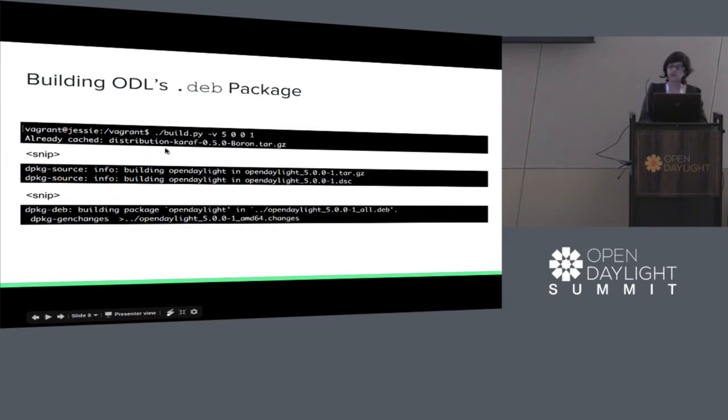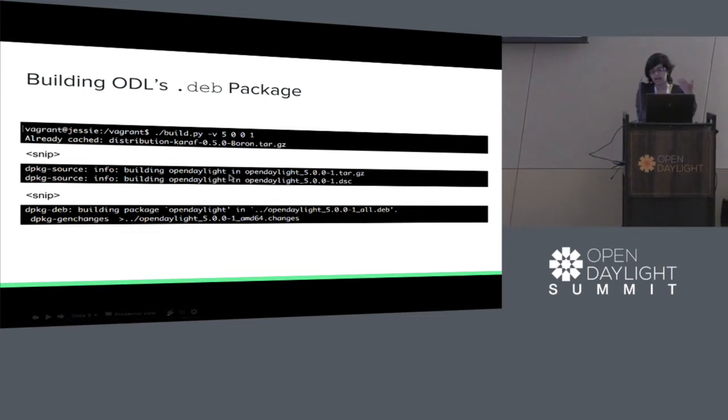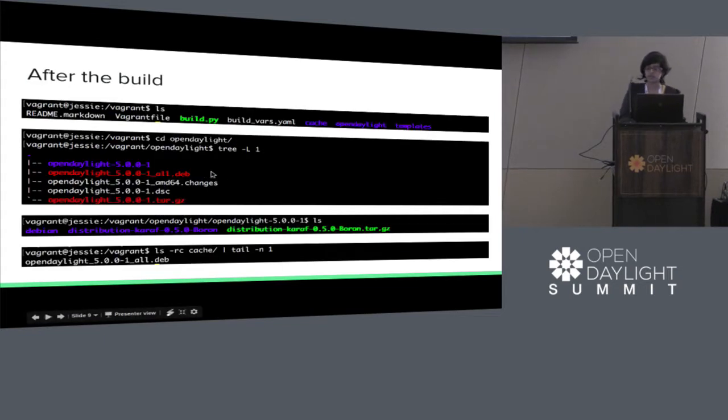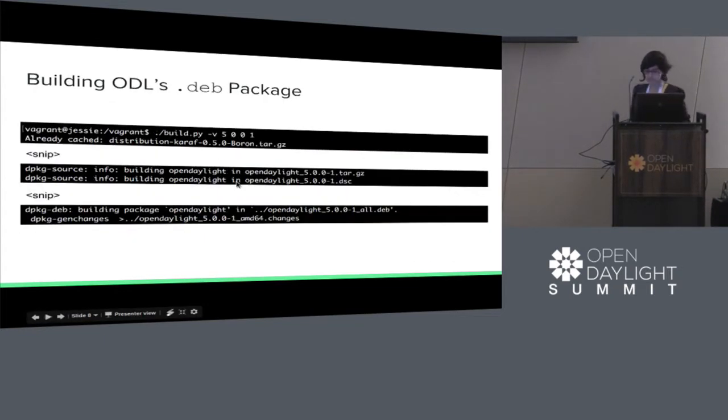Since I already had the .tar.gz file downloaded, it says already cached. This is what cache.py does. I haven't included the entire screenshot, but finally, in the end, we see that the .deb is being built.